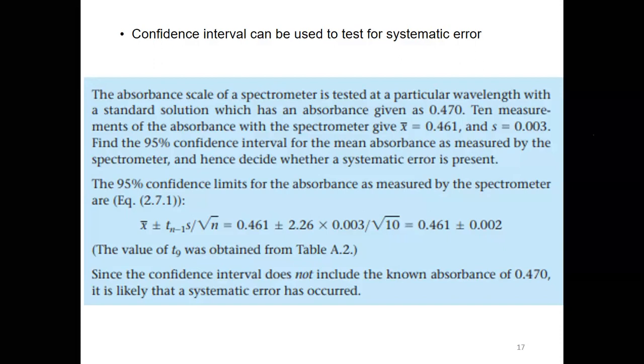Because I told you earlier that within the confidence interval, the true value should lie. But here the true value is 0.47, and it does not lie within the confidence interval. Therefore, that's why we say there's a possibility of systematic error. I hope it's clear to all.